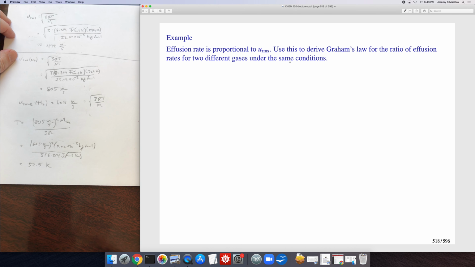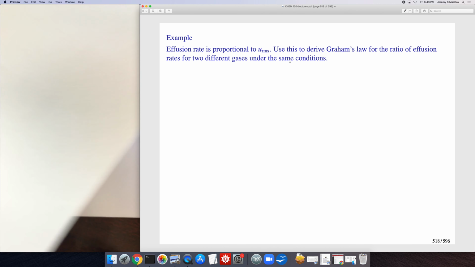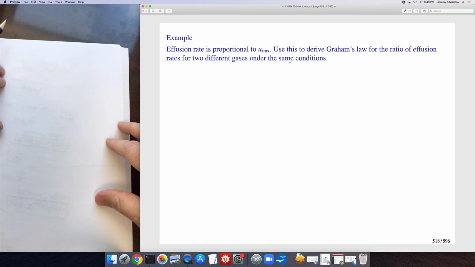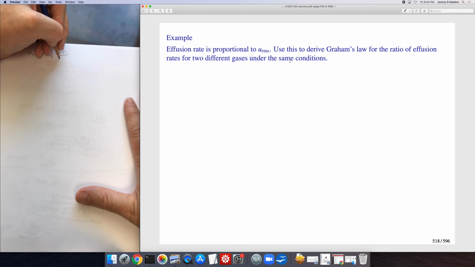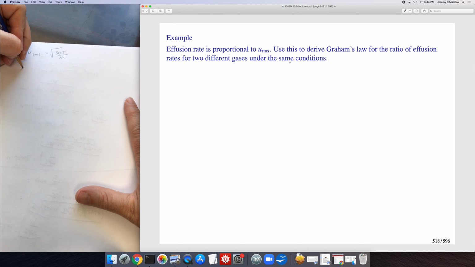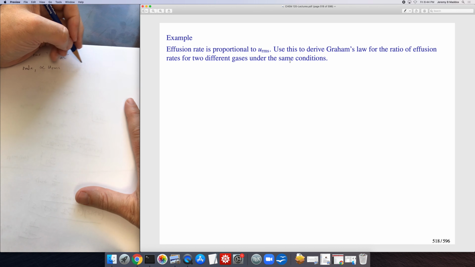In this problem, this is not really a problem. They just want us to show something. They want you to use the fact that the root mean square speed, which is the square root of 3RT over M, can be used to derive Graham's law. Well, if the rate of effusion of a particular gas, we'll just call it gas 1, is proportional to the root mean square speed at a fixed temperature, that means it's proportional to the square root of 1 over the molar mass.